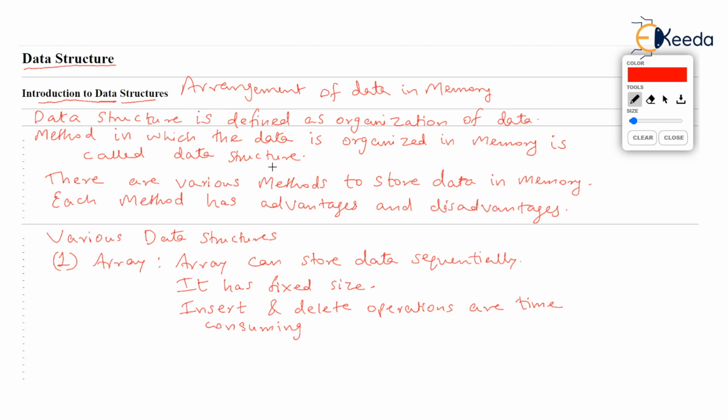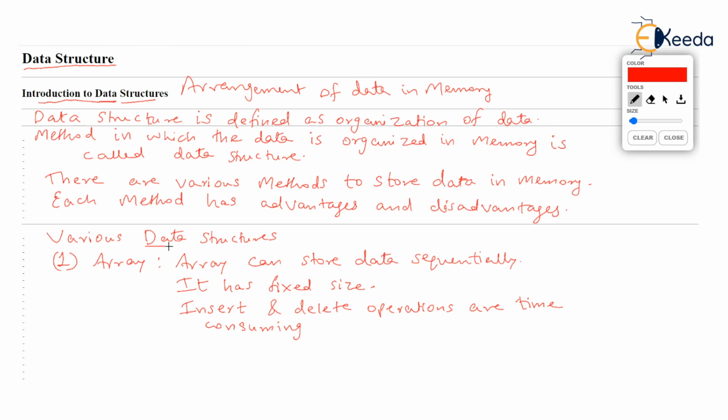Well, there are various methods to store data in the memory, and each method has advantages and disadvantages. Now, let's see how many methods there are. In short, we will see, not in detail, what the various methods are. When I say the various methods, actually, I am discussing the various data structures. Let's come to the point.